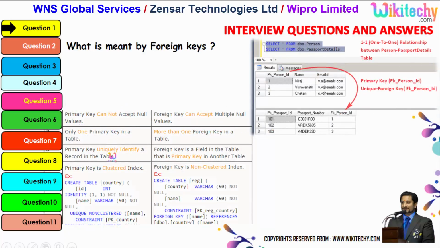If you think about the difference between primary key and foreign key: a primary key cannot accept null values, whereas a foreign key accepts multiple null values. There is only one primary key in a table, but more than one foreign key in a table. A primary key uniquely identifies a record in the table. A foreign key is a field in the table that is a primary key in another table. A primary key will form a clustered index. A foreign key is a non-clustered index. And here is the syntax.